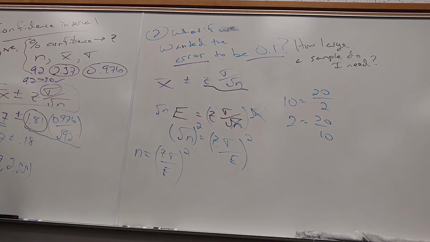Beautiful. And then we know that z is 1.81. We know that e is 0.1. We know that, what else we got? Sigma still is just sitting around being 0.976.